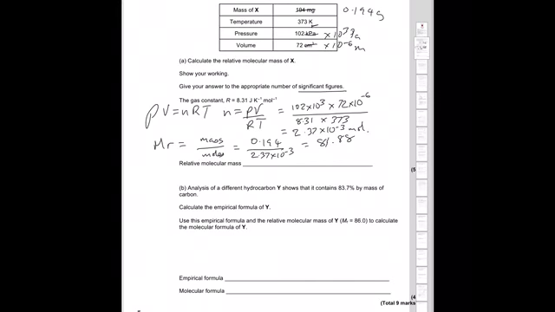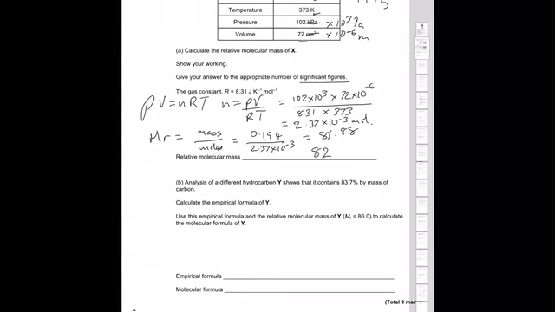Okay, key point here, appropriate significant figures. Everything is in 3 sig fig. Oh, no, it isn't. 2 sig fig. Yeah, because look at the volume, 72.